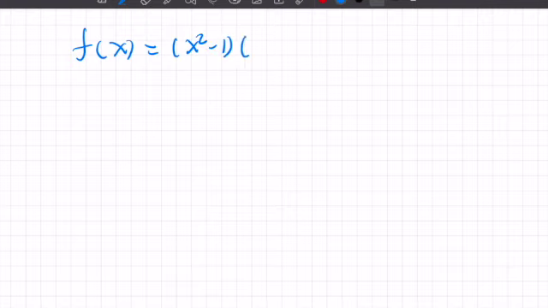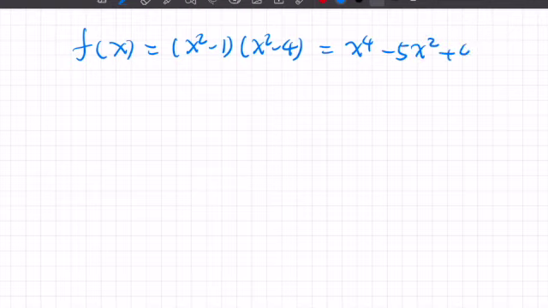Let's see another example. Consider this function. f of x is defined as x squared minus 1 times x squared minus 4, which, if you expand, you will have x to the power of 4 minus 5x squared plus 4. And if you factor x squared here, you have x squared times (x squared minus 5) plus 4.